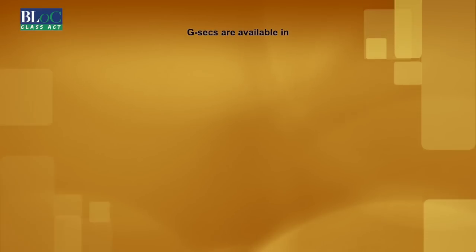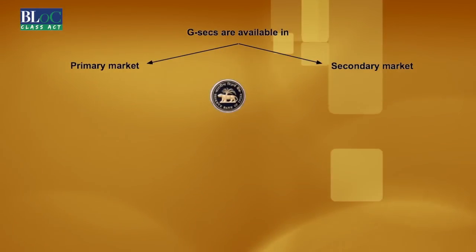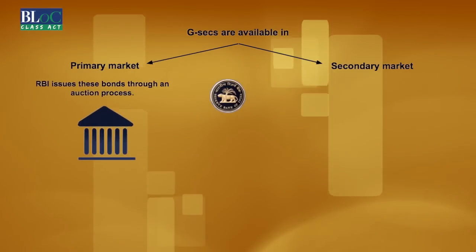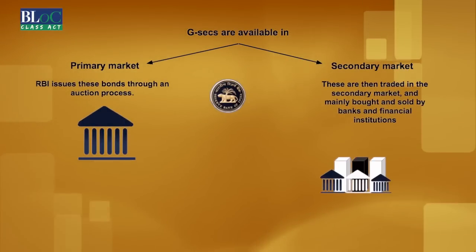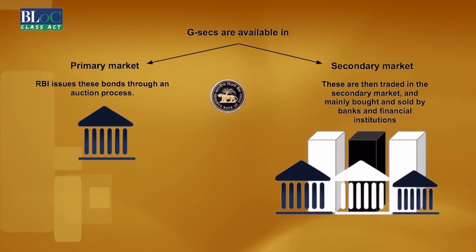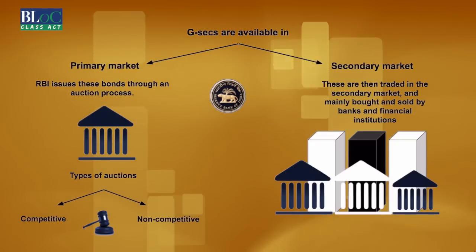So government securities are available in primary and secondary markets. In the primary market, the RBI issues these bonds through an auction process. There are two types of auctions, competitive and non-competitive bidding. In competitive bidding, investors bid a price or a coupon rate. But these are done by investors who are very well informed, like banks and financial institutions.